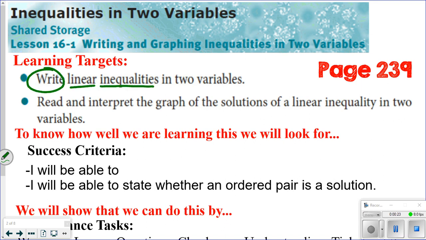So usually we're using x and y. And read and interpret the graph of the solutions of a linear inequality in two variables.